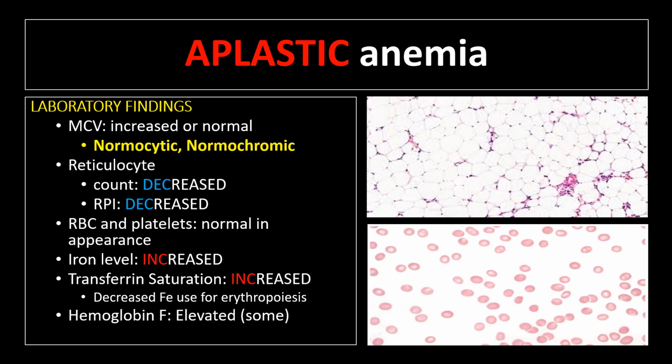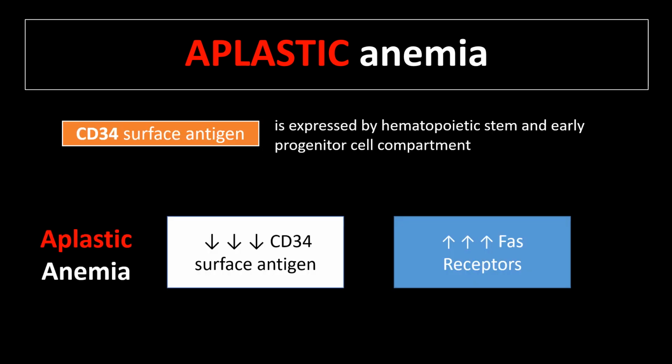For the iron level and transferrin saturation, these are usually increased. This is due to decreased iron use for erythropoiesis. That is why the transferrin saturation is increased. For the hemoglobin F, this is elevated in some of the patients and is believed to be associated with a better prognosis. As lectured in your immunology and serology, we have the CD34 surface antigen, which is usually expressed by hematopoietic stem cells and the early progenitor cell compartment.